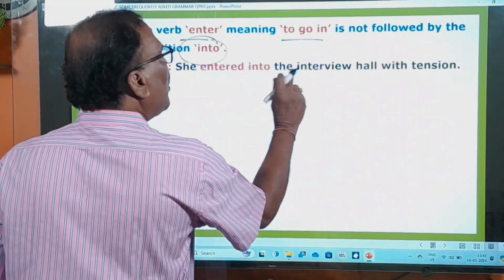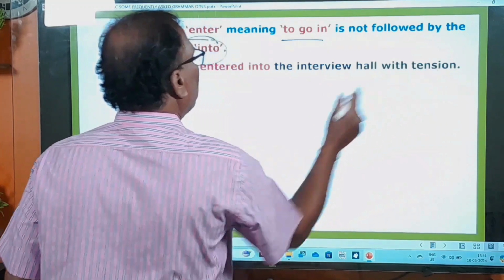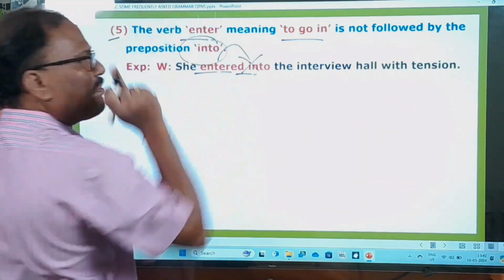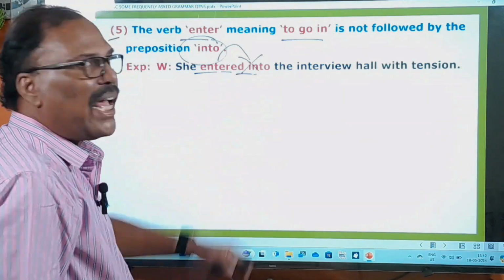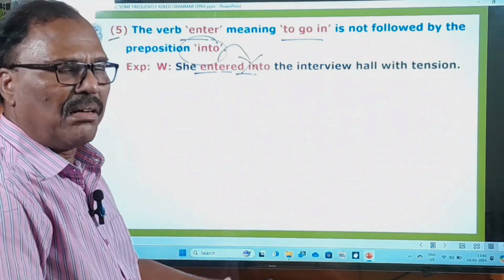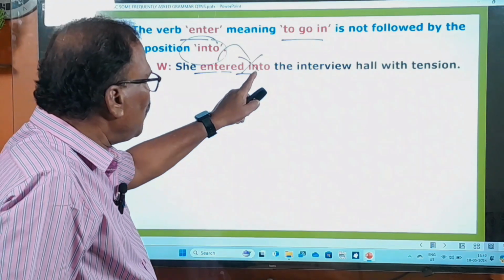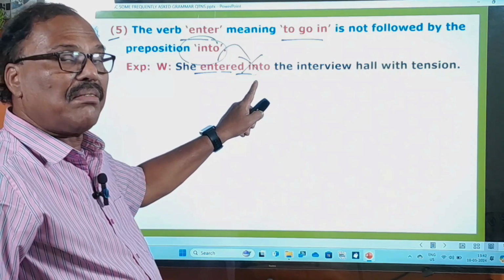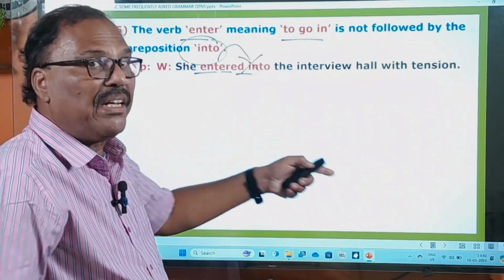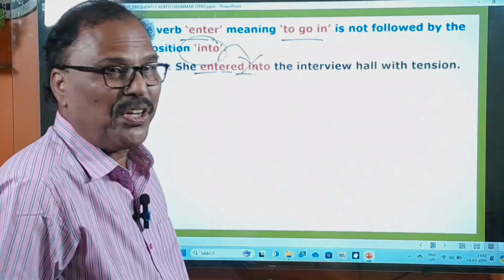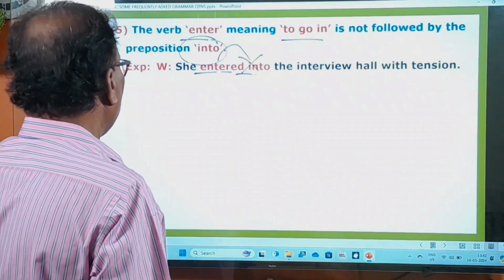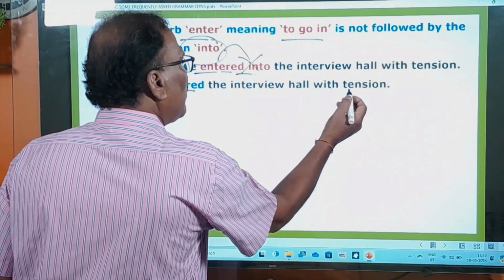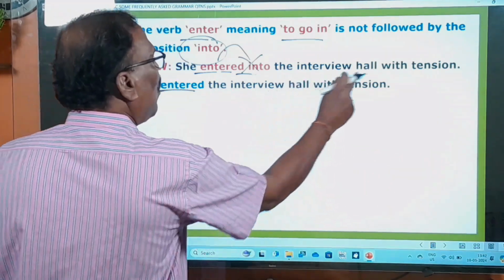She entered into the interview hall with tension. Entered into. Don't say enter into. The meaning of into is already in this. Why using into after that? That is the explanation. The meaning of this into, the preposition, is already in this. Why using this into again? Will it not be meaningless? Will it not be superfluous? Okay, redundant, right? And here, he entered the interview hall with tension.